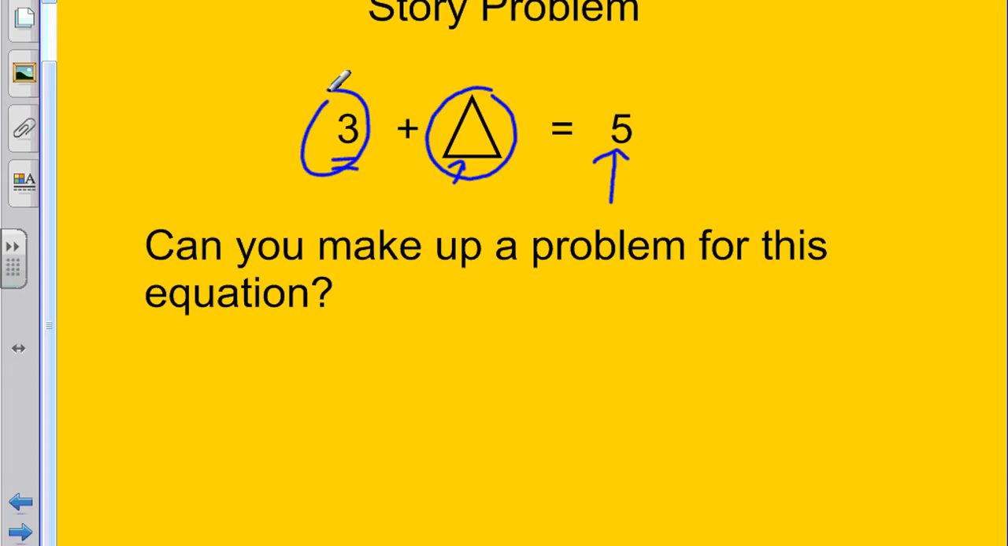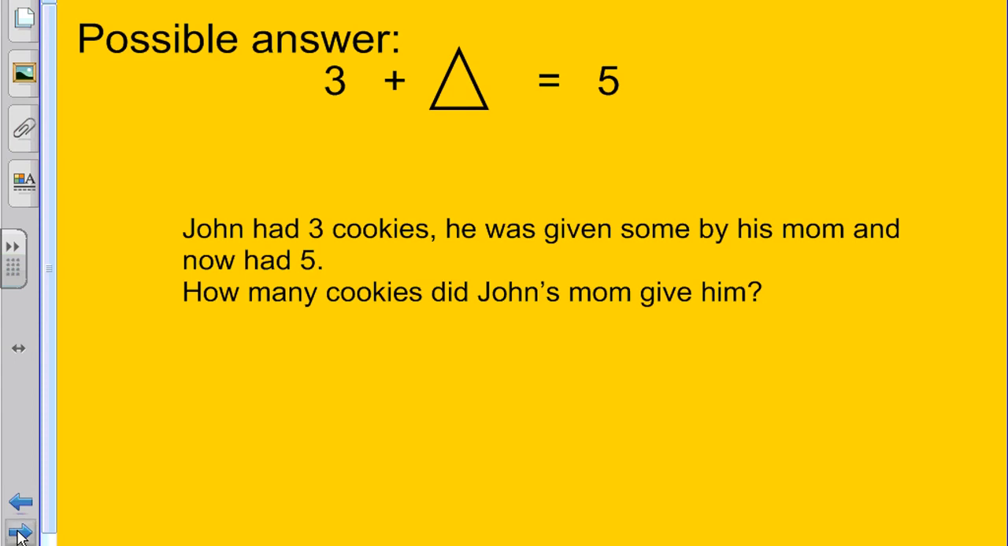The next one. Raven had 3 boyfriends. One of them got some more. Now she has 5. How many more boyfriends did she get? There you go. Are you ready? Okay, let's go on to the next one. John had 3 cookies. He was given some by his mom, and now has 5. How many cookies did John's mom give him?